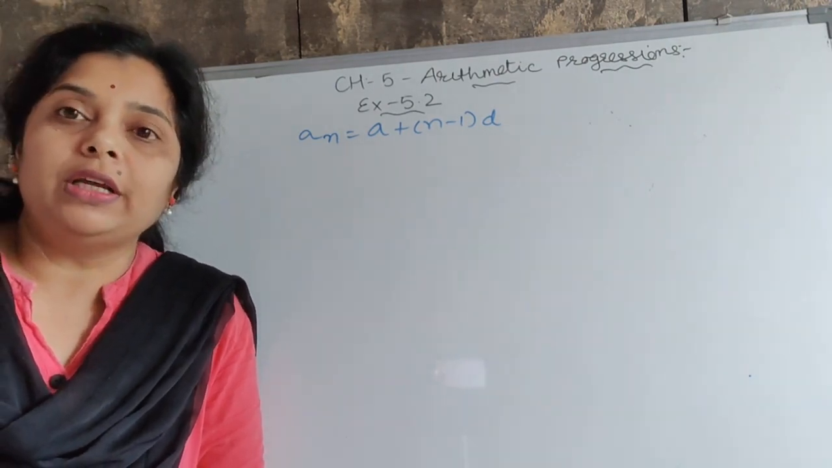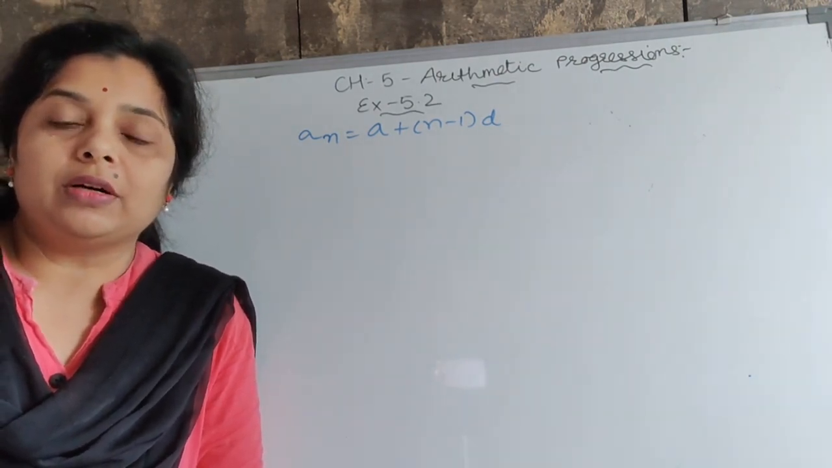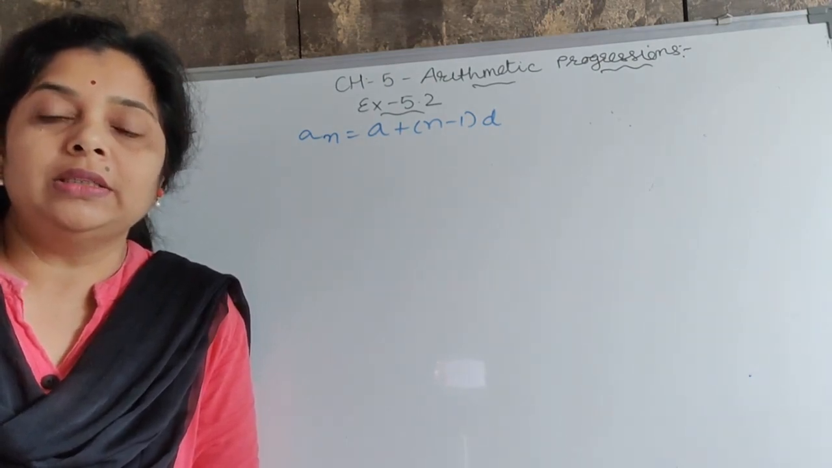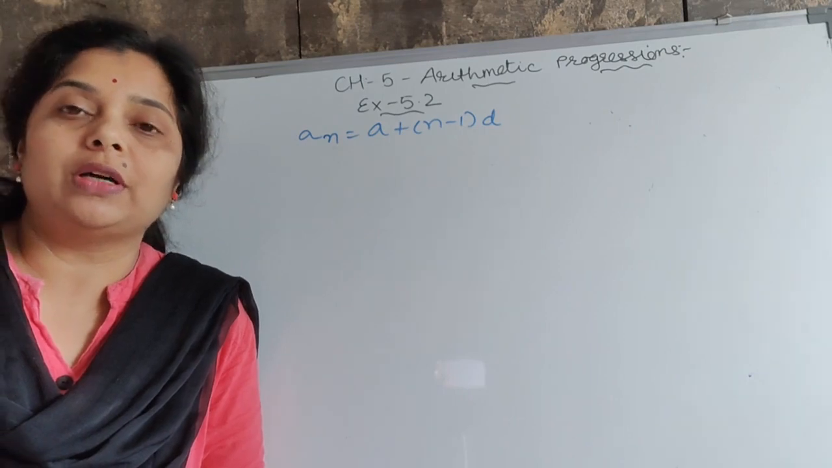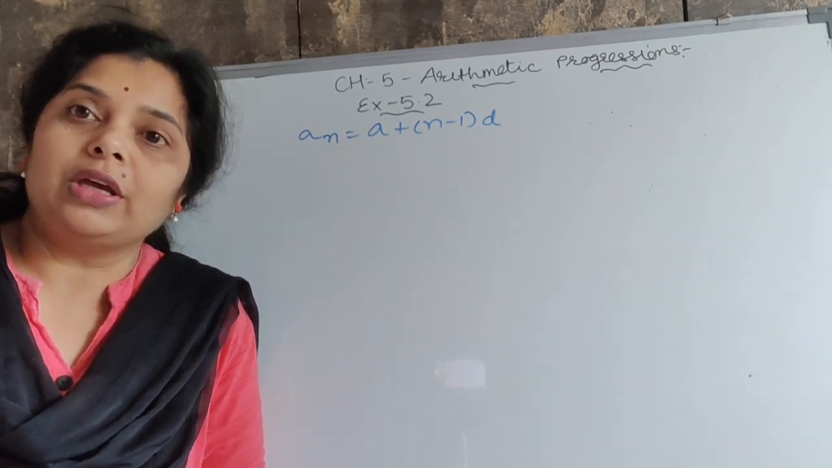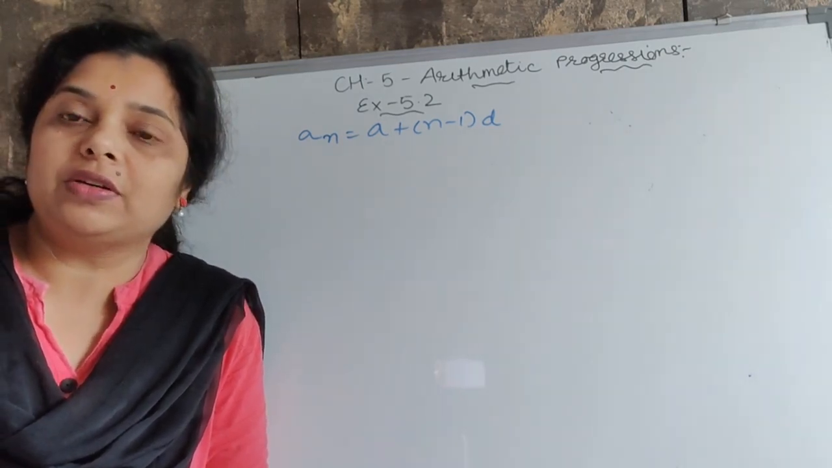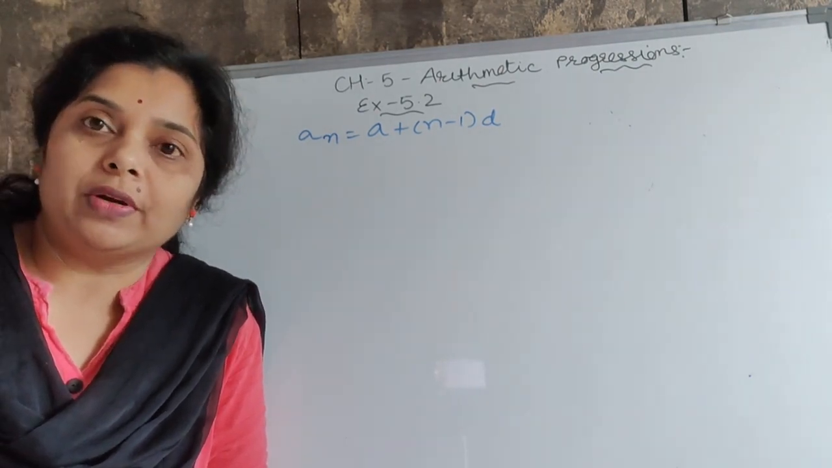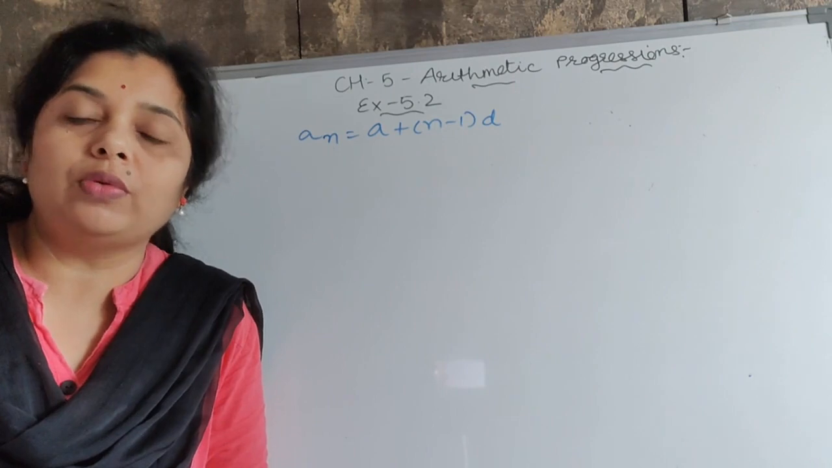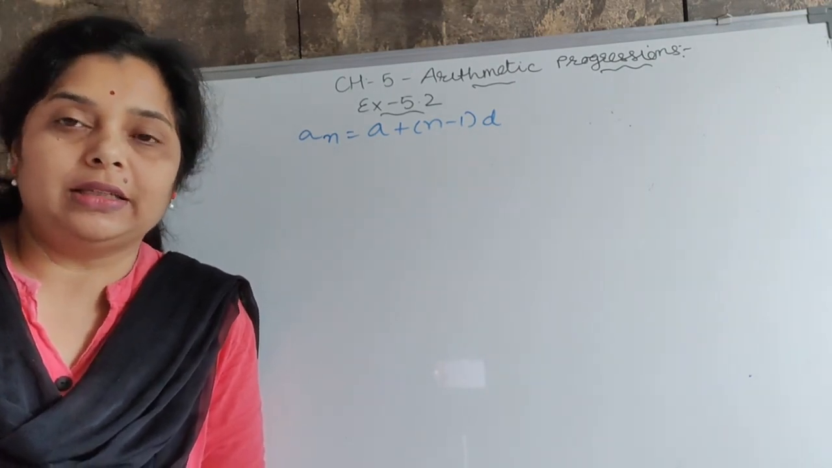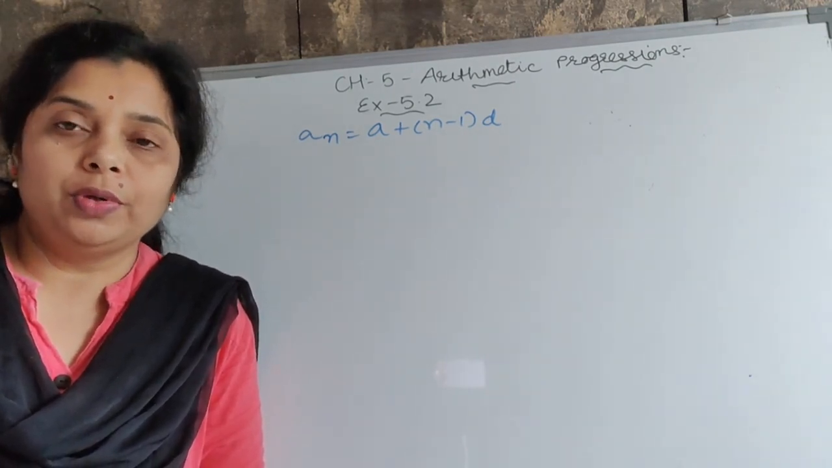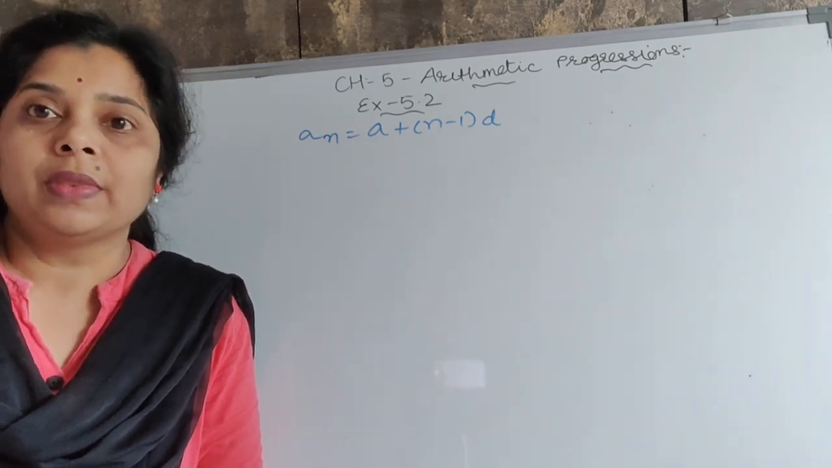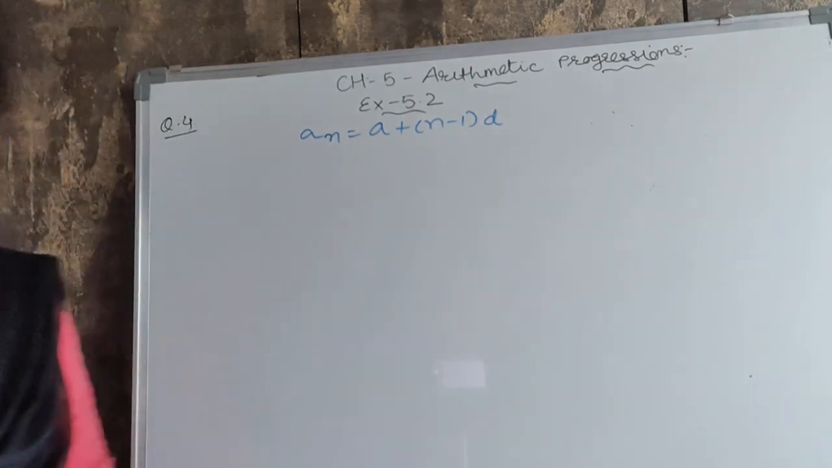And we have already learned that if any term is asked, there is an easy formula to get the answer. For example, a15. What will a15 be? A15 is equal to a plus 14d. If they ask to find a21, what is the easiest formula? A plus 20d, like that. I hope you got all these things and we will continue with question 4.